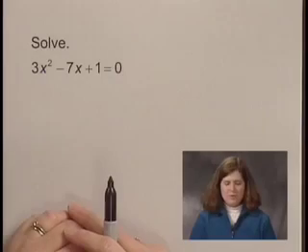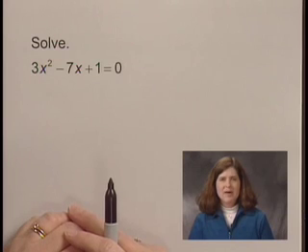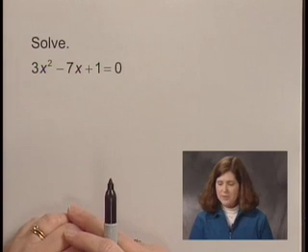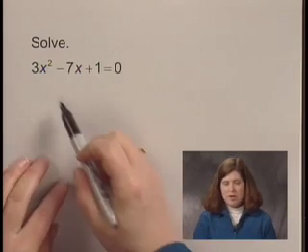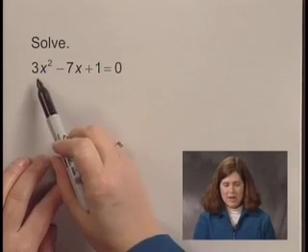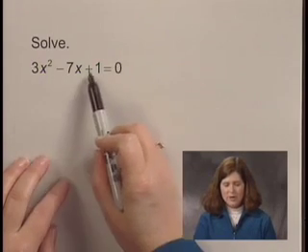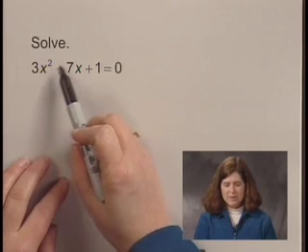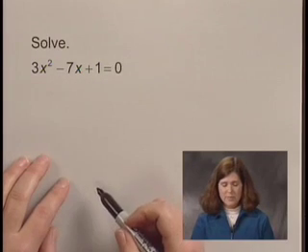We'll now solve a quadratic equation. We'll solve 3x squared minus 7x plus 1 equals 0. This equation is already in the correct form with a 0 on one side and the equation written with the x squared term first, then the x term, and then the constant term.